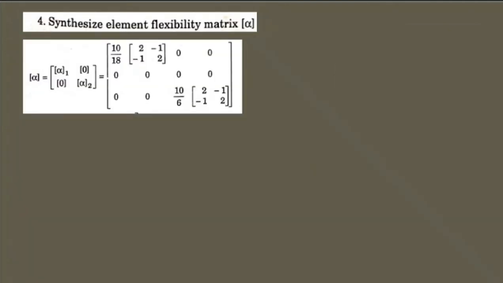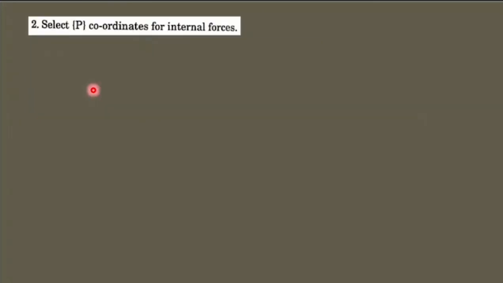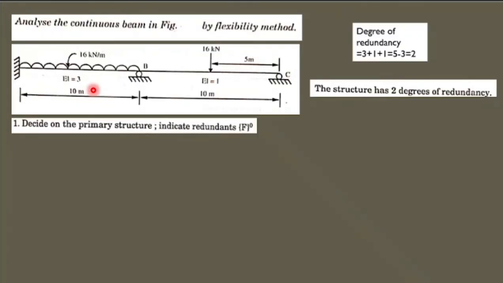Okay. Next one, element flexibility matrix. This is the alpha matrix. The property of the alpha matrix is you will be having single diagonal values. This is alpha 1 and alpha 2. You will be finding only 2 alphas. Why? Because you have only 2 elements. How many elements are here? Element 1 and element 2. So these are the 2 elements.